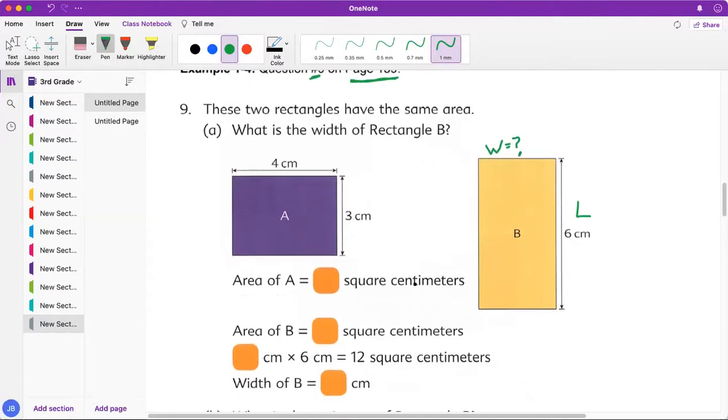Okay, so for starters, we have to figure out what the area of this one is. So how would we get the area of A? Does anybody know? Any ideas how we would get the area of A?